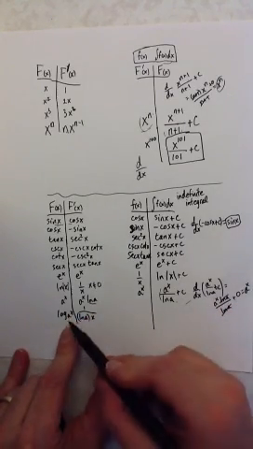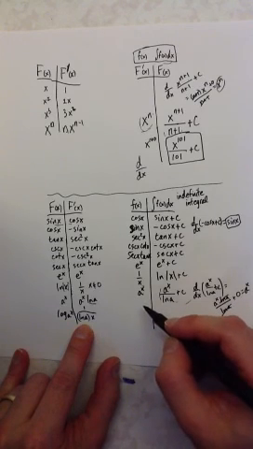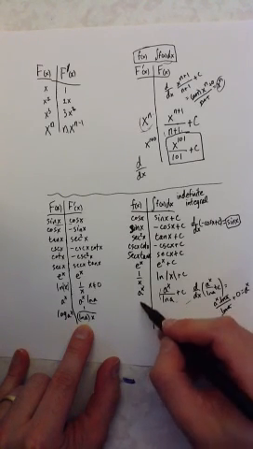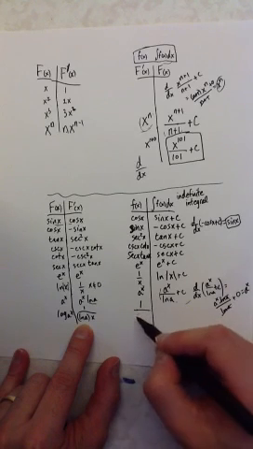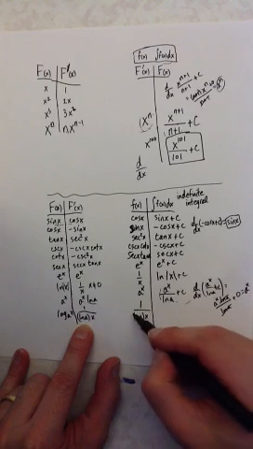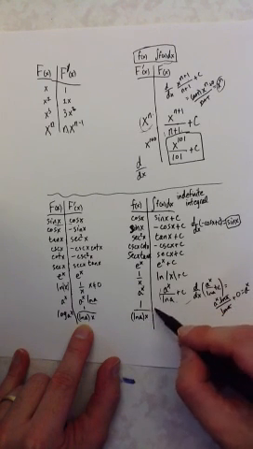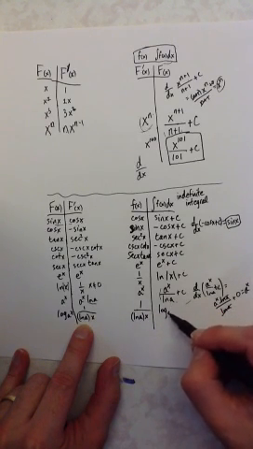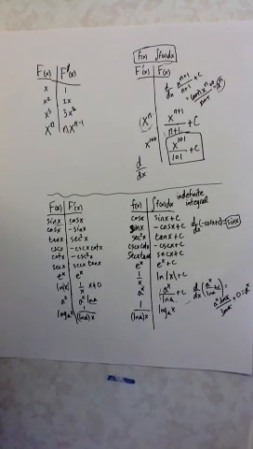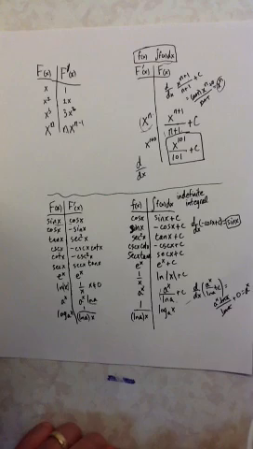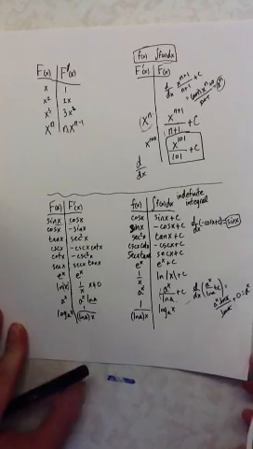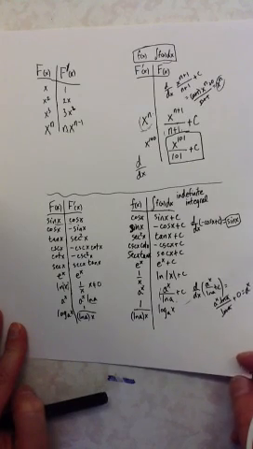And one more rule. What if I have something that looks like 1 over the natural log of a times x? Well, the antiderivative is log base a of x. There's a big table in section 5.1 that has all these antiderivatives. You can go look at those and check some of your understanding of these antiderivatives.